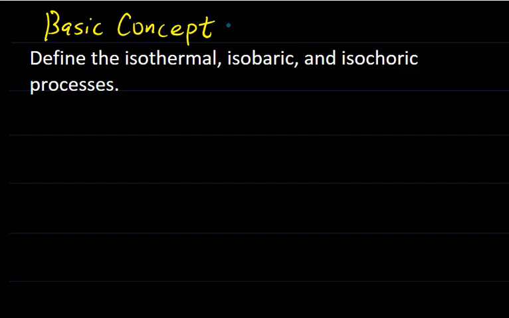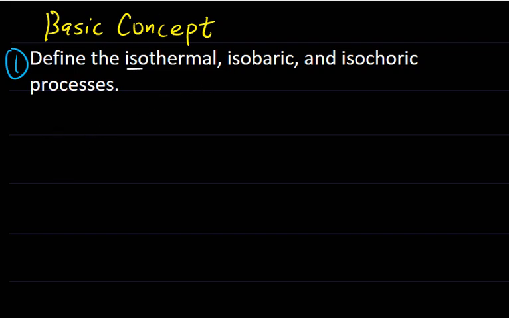Okay, so this time around, we are going to be looking at some questions on basic concept terminology. Here I have the very first question. It goes this way: define the following: isothermal, isobaric, and isochoric process. When you say a process is isothermal, the word iso means constant.